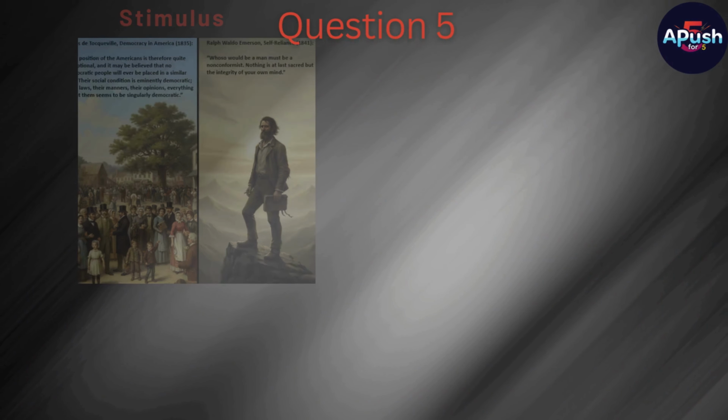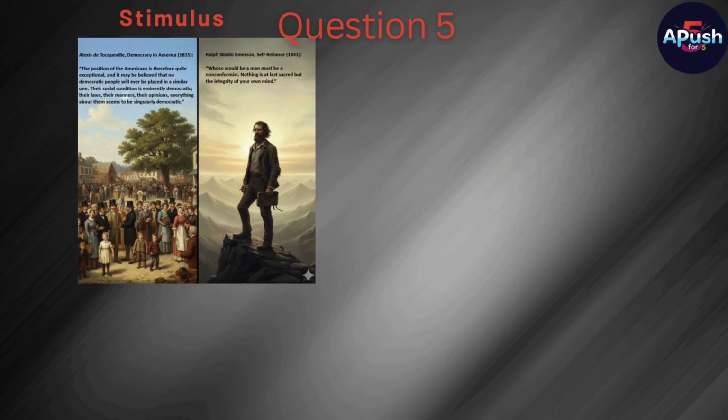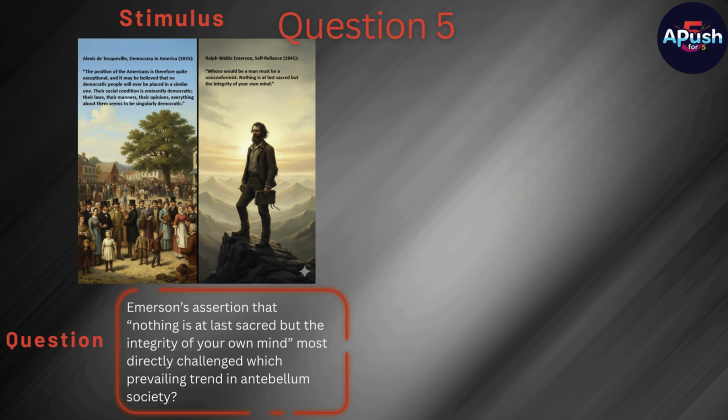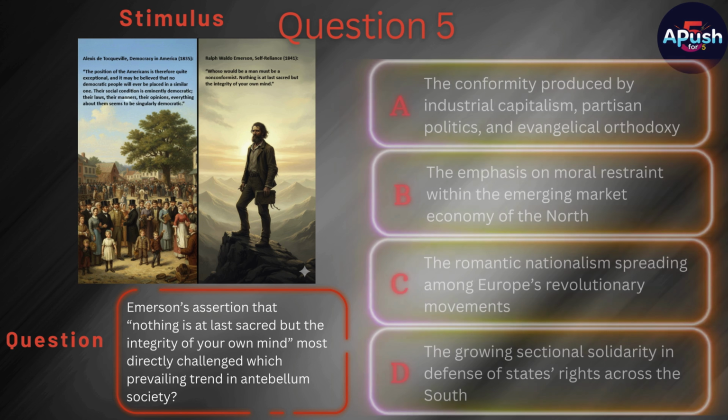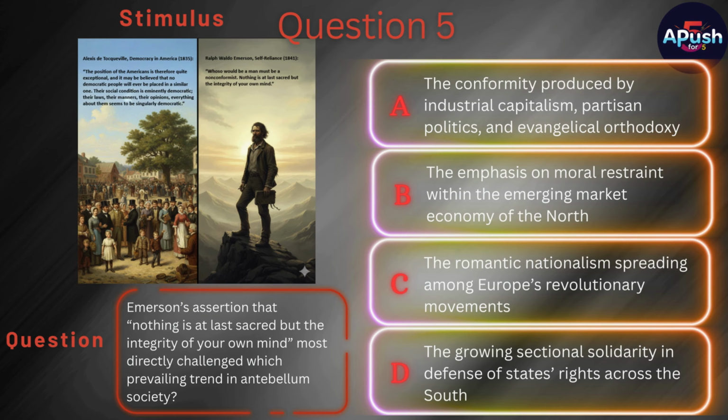Question 5. Stimulus. See image. Question. Emerson's assertion that nothing is at last sacred but the integrity of your own mind most directly challenged which prevailing trend in antebellum society? A. The conformity produced by industrial capitalism, partisan politics, and evangelical orthodoxy. B. The emphasis on moral restraint within the emerging market economy of the North. C. The romantic nationalism spreading among Europe's revolutionary movements. D. The growing sectional solidarity in defense of states' rights across the South.